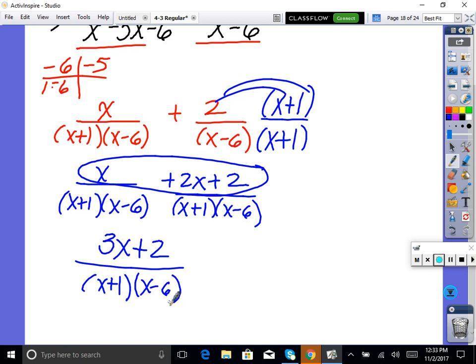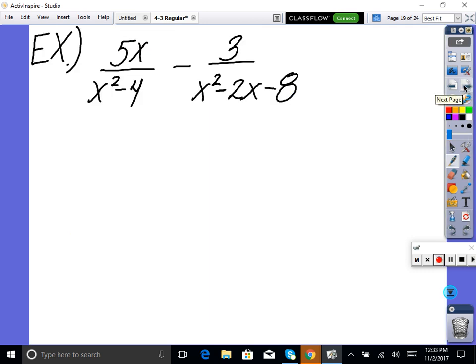Now you're to the part where you would factor and divide out any exact factors. Well, we're done. So that's our answer. It doesn't factor. Okay, another one. Write it down for yourself to refer back to.